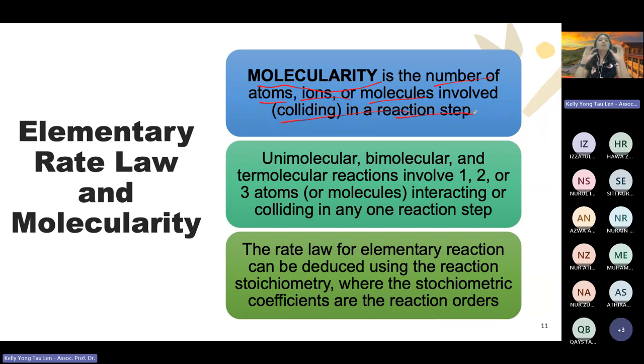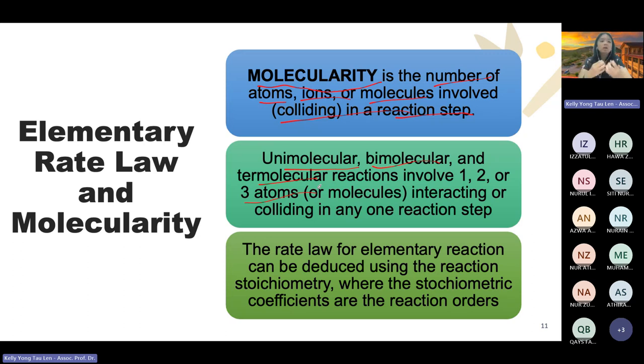Okay, right. So, bilangan atom yang berlanggar atau ion or molecule, we call it unimolecular kalau satu atom atau satu molekul interact dan collide. Bimolecular adalah dua, termolekular adalah tiga. Ataupun berapa bilangan atom, ion atau molekul yang harus collide dan interact untuk tindak balas itu berlaku yang menjadikan dia rate law untuk tindak balas itu. So, maksudnya bukan sebarangan kita tentukan minus RA itu. Ia adalah daripada perlakuan tindak balas itu sendiri.